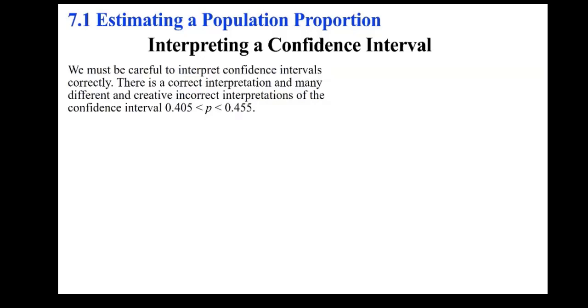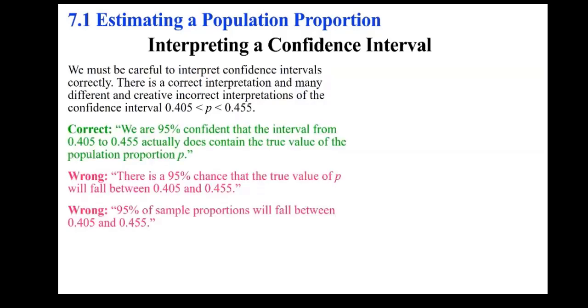There is a correct interpretation and many different and creative incorrect interpretations of the confidence interval 0.405 is less than p is less than 0.455. Correct. We are 95% confident that the interval from 0.405 to 0.455 actually does contain the true value of the population proportion p. Wrong. There's a 95% chance that the true value of p will fall between 0.405 and 0.455. Also wrong is 95% of sample proportions will fall between 0.405 and 0.455.